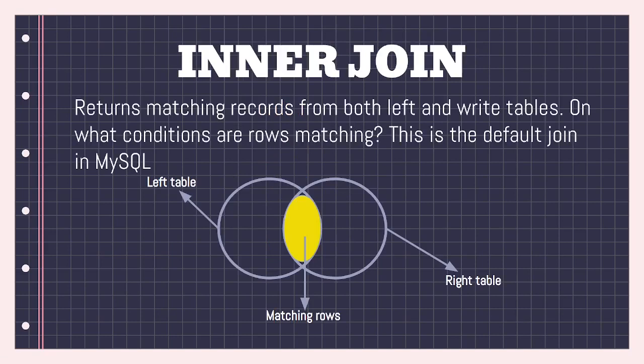Let's start with the inner join. An inner join matches records from both the left and the right table. I made an error, that's the right table, the right-hand table.